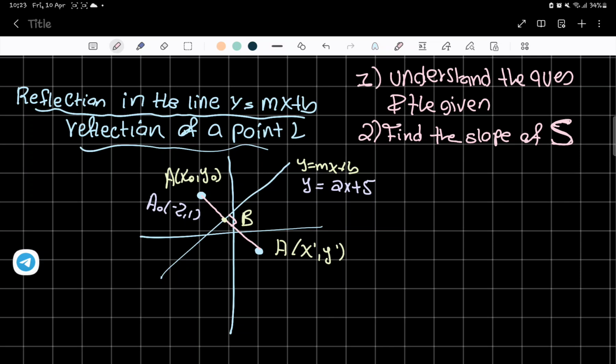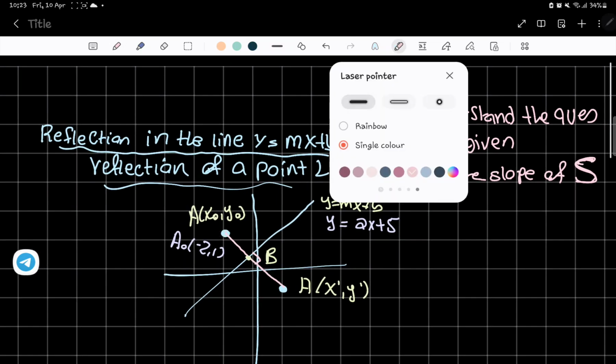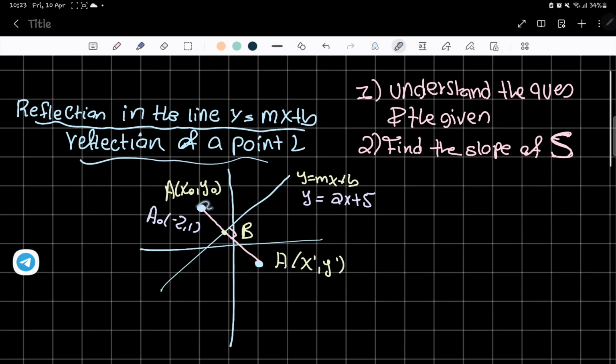If you're asking what is s, which line is s, then the line s is the line drawn from the point being reflected to the point of the reflection, so the original point to the point that was reflected. So this is line s. We need to find the slope of s. How do we find the slope of s?